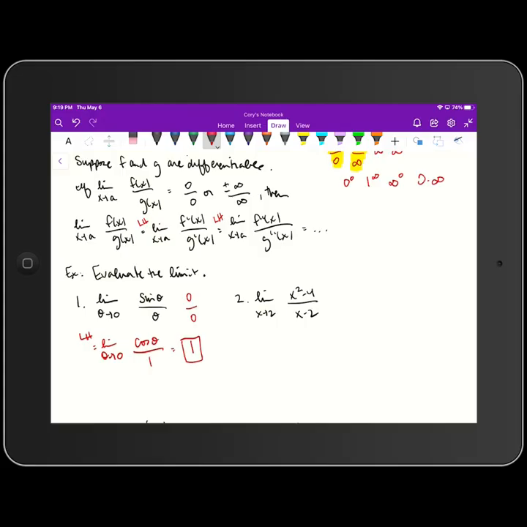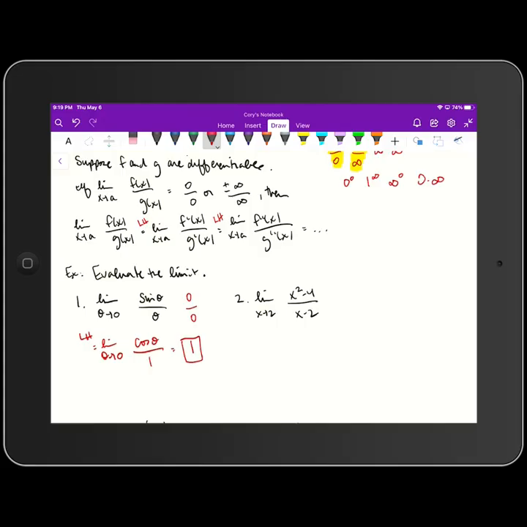Okay, now let's take L'Hopital's rule and apply it to some earlier instances of limits that we've looked at. So with number 2, we have the limit as x approaches 2 of x squared minus 4 over x minus 2. I'm going to do this example first without using L'Hopital's rule. We're going to take a look at the techniques that we used to evaluate limits of this type earlier in the school year.